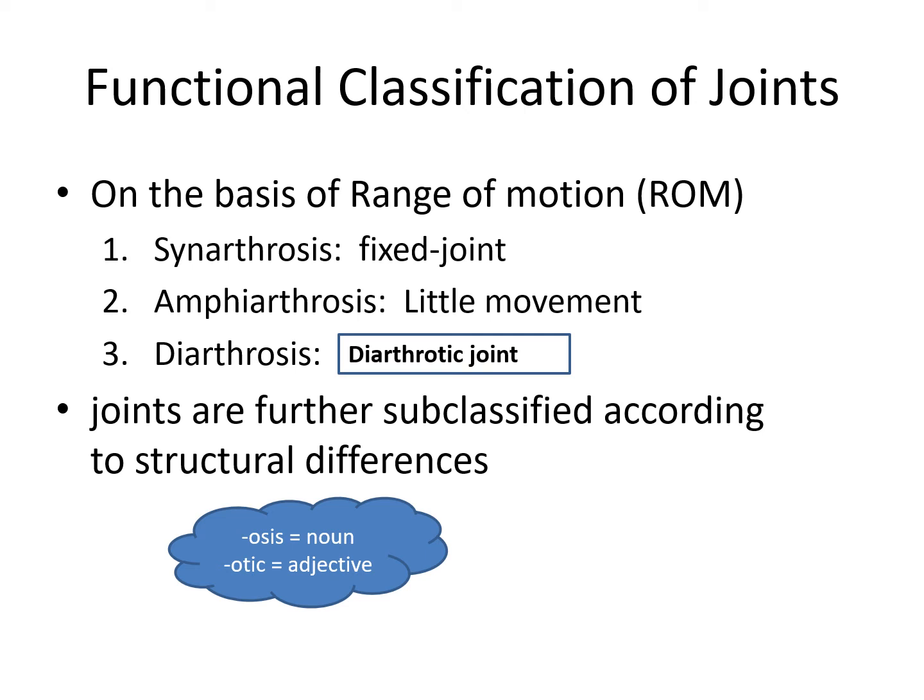Diarthrosis or diarthrotic joint has lots of movement or lots of range of motion, and an example of diarthrotic joints, I should say, are shoulder, hip, elbow, knee, and so on.